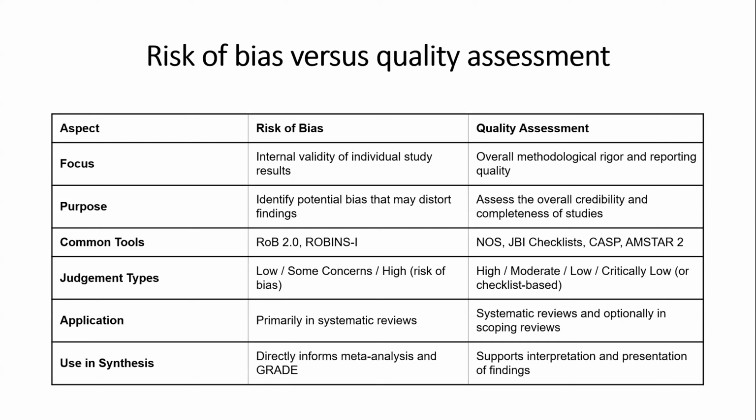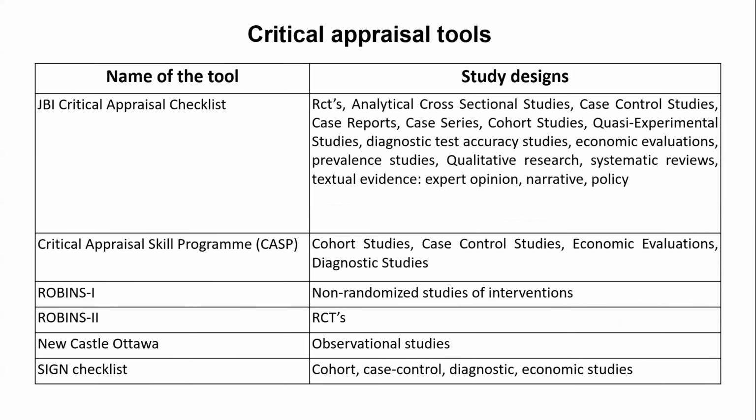As for application, quality assessment is mandatory in systematic reviews, but it is optional for scoping reviews. Use in synthesis directly informs meta-analysis and GRADE. So if you are taking any studies for the meta-analysis, it is better to check the quality assessment as well as the risk of bias assessment. Based on that, you will focus on the GRADE assessment. Quality assessment also supports interpretation and presentation of the findings.